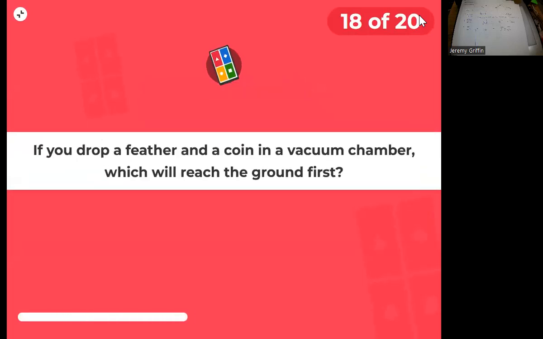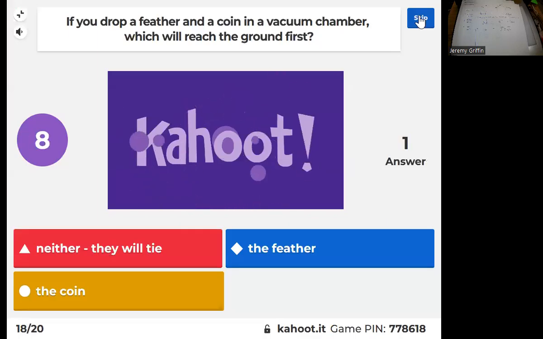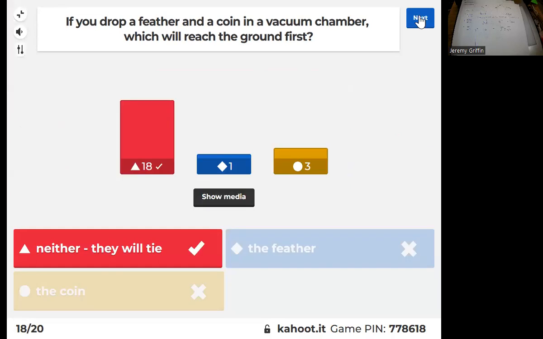You drop a feather and a coin in a vacuum chamber. Which reaches the ground first? Vacuum chamber. Yeah, they tie because everything falls at the same rate.